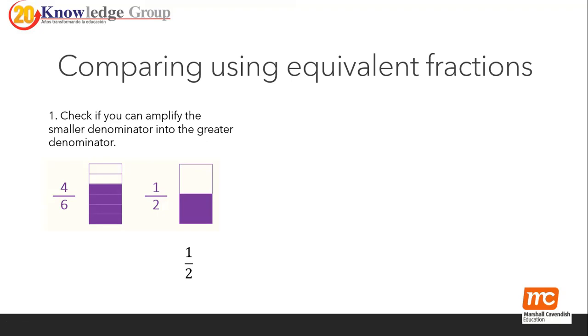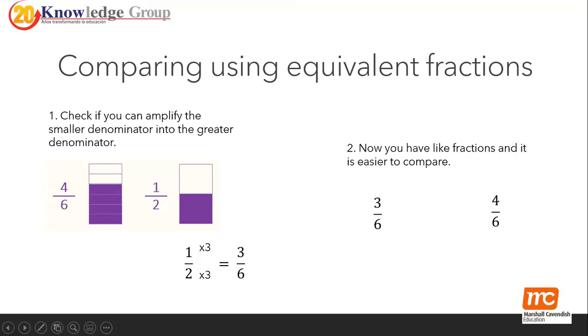Remember that when you're going to amplify, you have to multiply both the numerator and the denominator by the same number. So I go 1 times 3, 2 times 3, and my fraction goes from 1/2 to 3/6. That's my equivalent fraction right there. But now I have both of my fractions with the same denominator, so it is easier to compare. So is 3/6 greater or smaller than 4/6? Yes, 3/6 is smaller than 4/6.